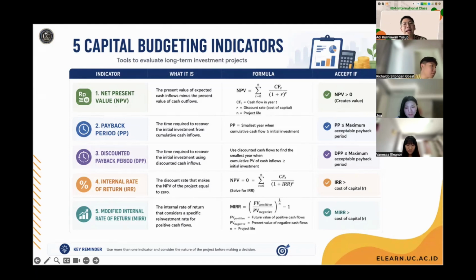Okay, payback period and discounted payback period, actually the concept is the same. It is the time required to recover the initial investment from cumulative cash inflow.